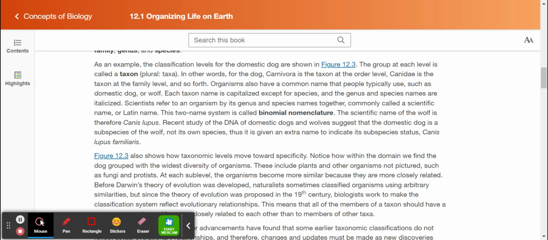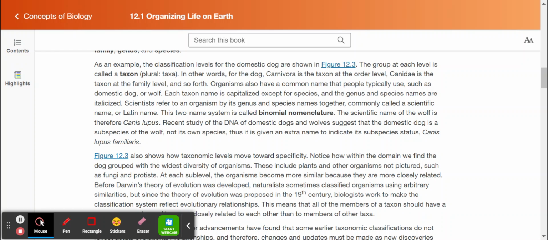The group at each level is called a taxon. In other words, for the dog, Carnivora is the taxon at the order level. Canidae is the taxon at the family level, and so forth. Organisms also have a common name that people typically use, such as domestic dog or wolf. Each taxon name is capitalized except for species, and the genus and species names are italicized.